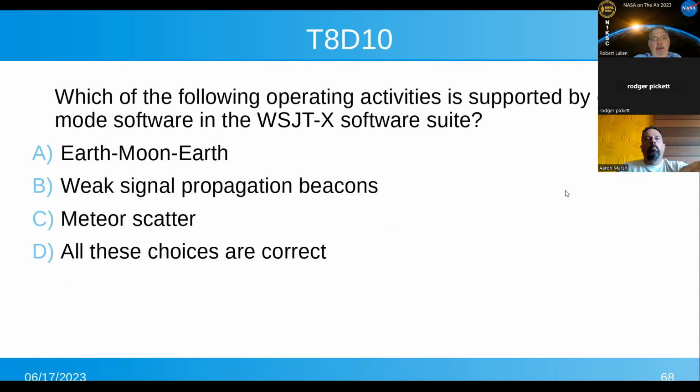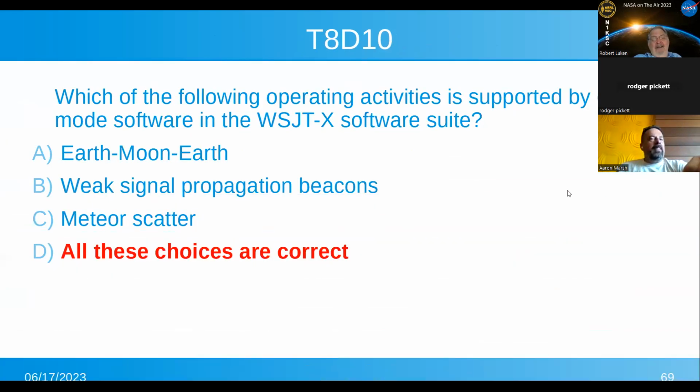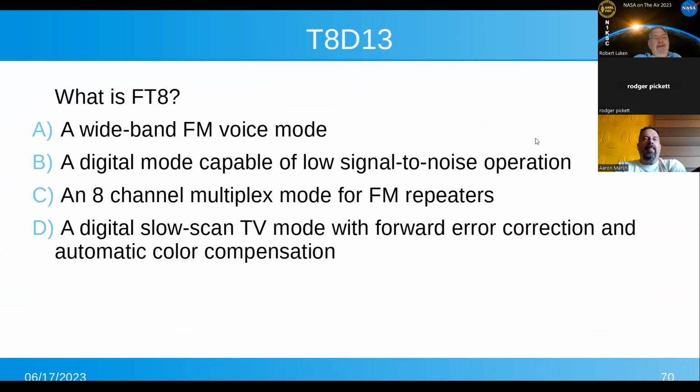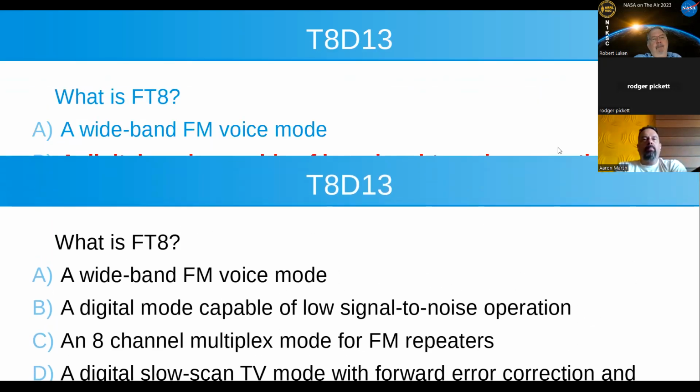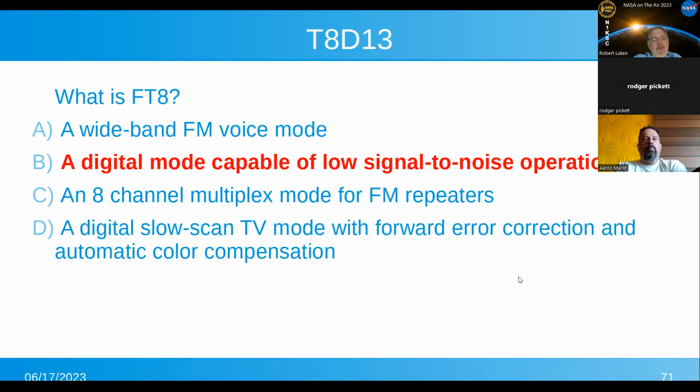Which of the following operating activities is supported by digital mode software in the WSJT-X software suite? We're hitting all of them today. Wow. Delta. That's what, 4 or 5? What is FT8? B. Doesn't do any multiplexing, and it's not slow scan TV.